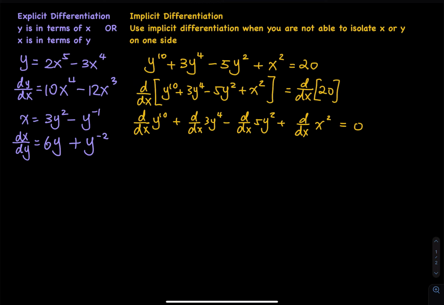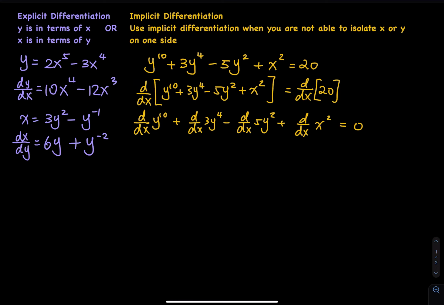So I am going to differentiate both sides with respect to x. So the next line right here is I differentiate both sides with respect to x. So simply do a d/dx on both sides, the derivative on each side with respect to x. And then on the right hand side, the derivative of 20 is equal to 0 because 20 is a constant. And then on the left hand side, we have 4 terms, right?